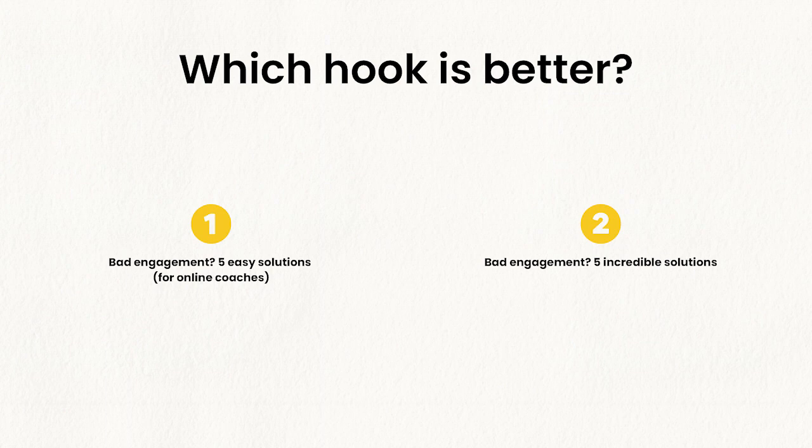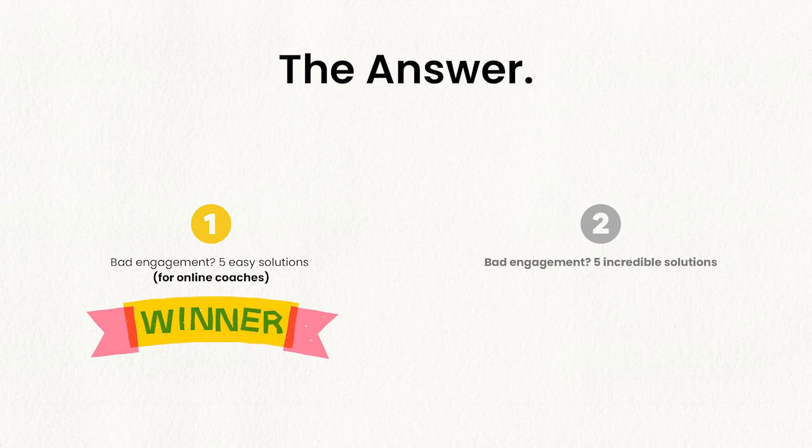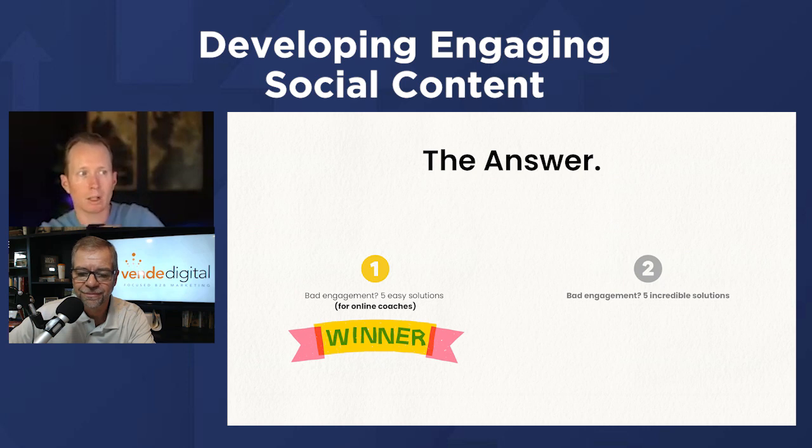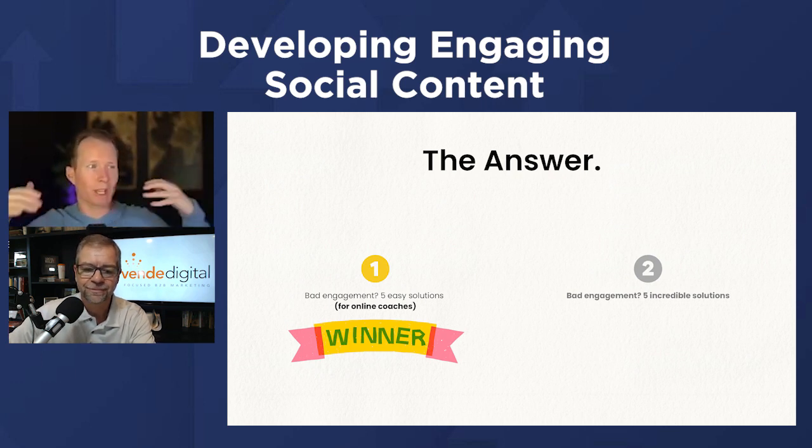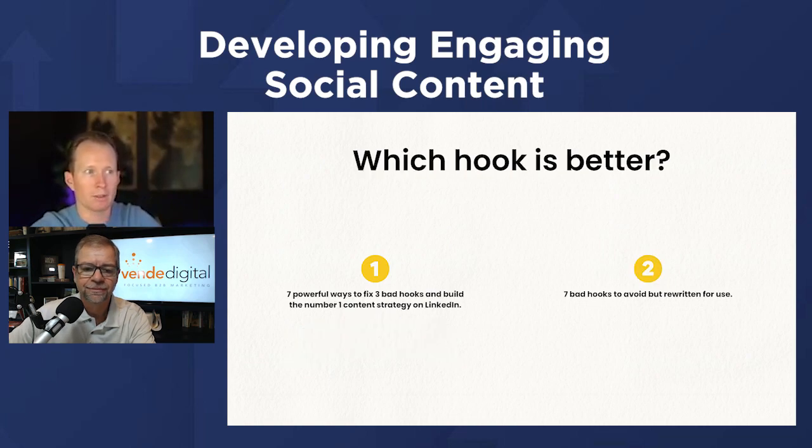Let's do another one. Which hook is better? Bad engagement, 5 easy solutions. Bad engagement, 5 incredible solutions. 1 or 2. Okay, got a ones. Yes, number 1 is it, simply because we chose in parentheses for online coaches, right? You saw me do that a little bit ago when I was telling people how to find their niche. And then in parentheses, I put stop overthinking. That's a psychological hook, by the way. For some reason, that format tends to perform really well in cases where it's just one straight line. It's almost like you're just extra targeting when you do that. I've seen that method work.